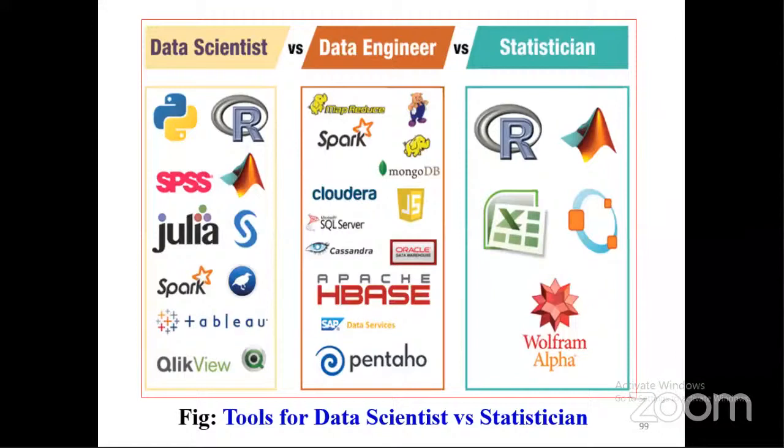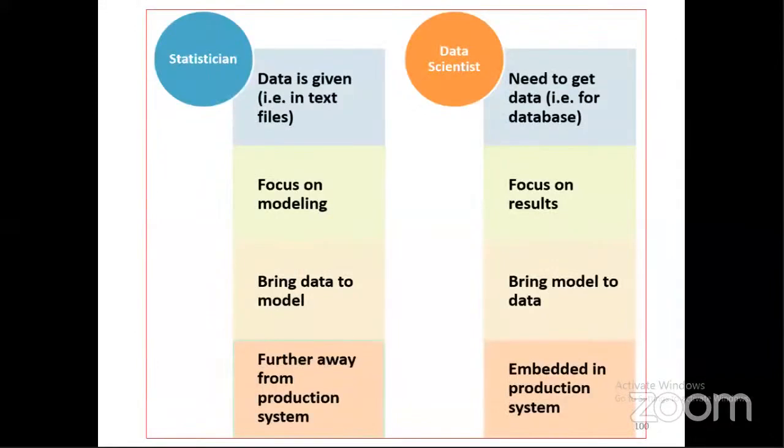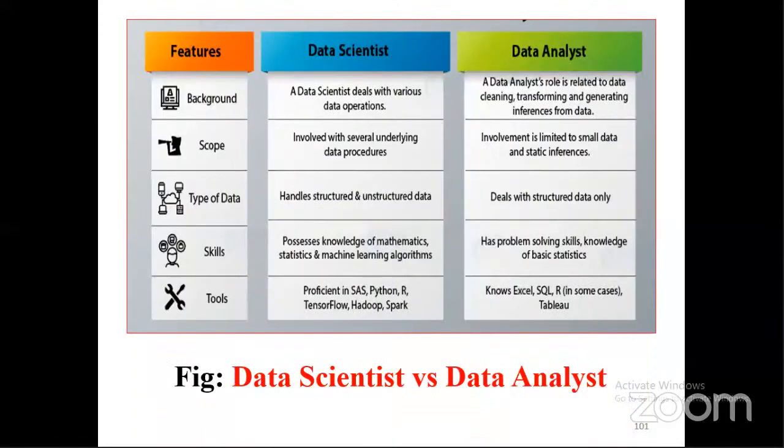The difference between a statistician and data scientist: data is given in text files, need to get data from databases. Focus on modeling, focus on results. Bring data to model, bring model to data. Further away from production system, embedded in production system. So these are the various differences between a data scientist and data analyst.